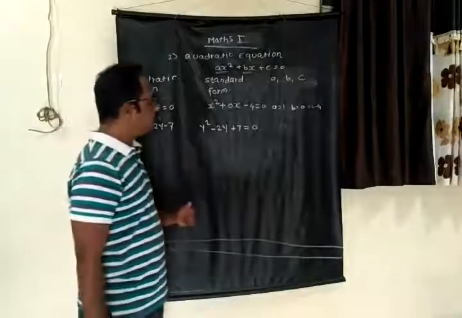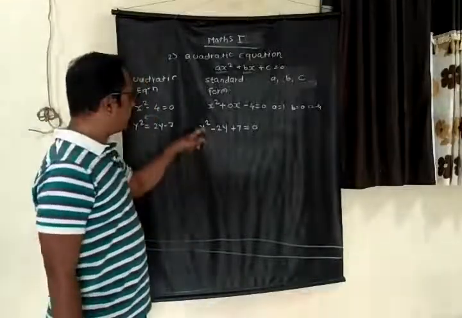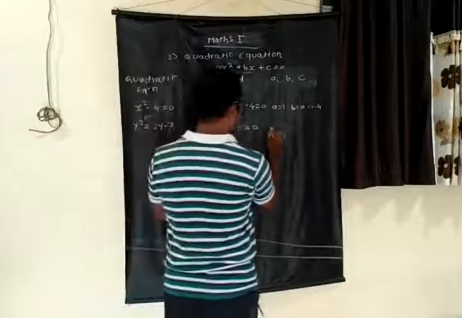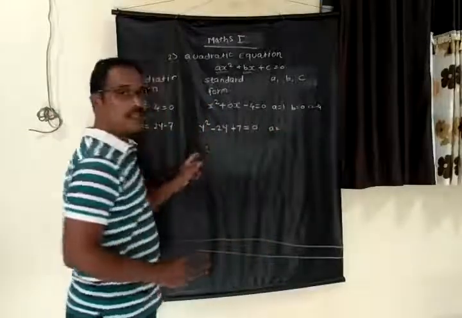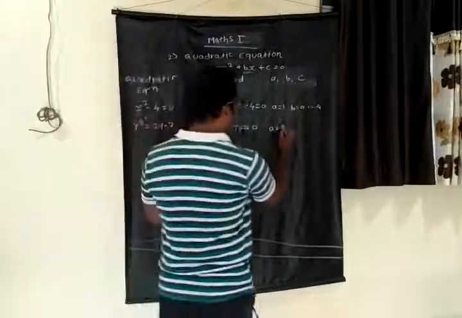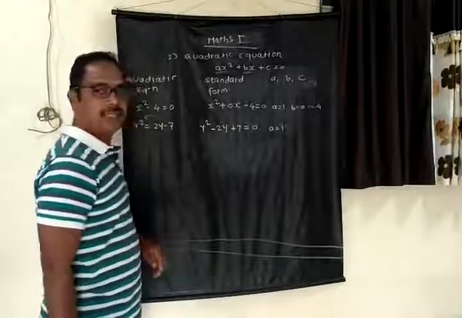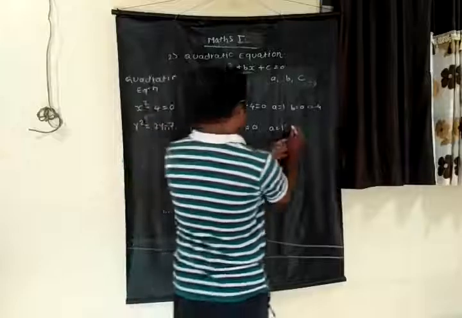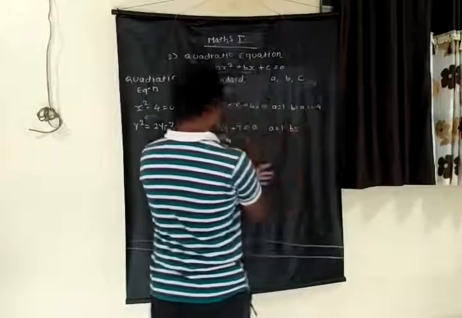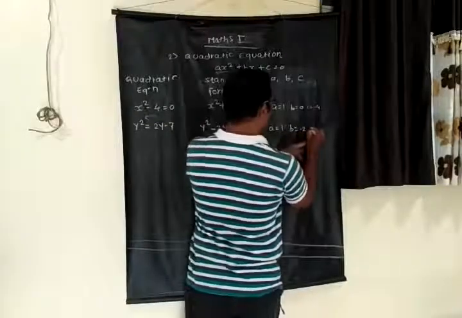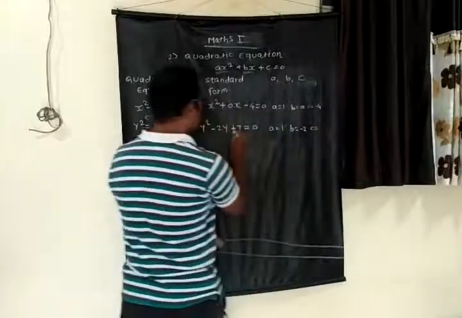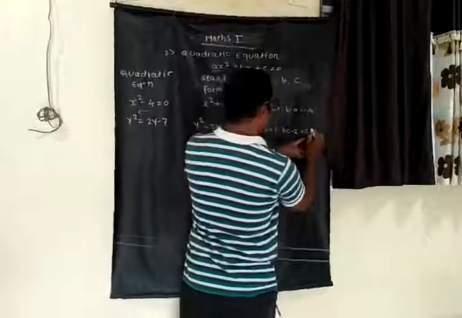Then values of a, b and c. A means coefficient of y square. Again there is no coefficient, so the coefficient of y square is 1, or value of a is equal to 1. Then value of b is equal to minus 2. Value of c is equal to plus 7.